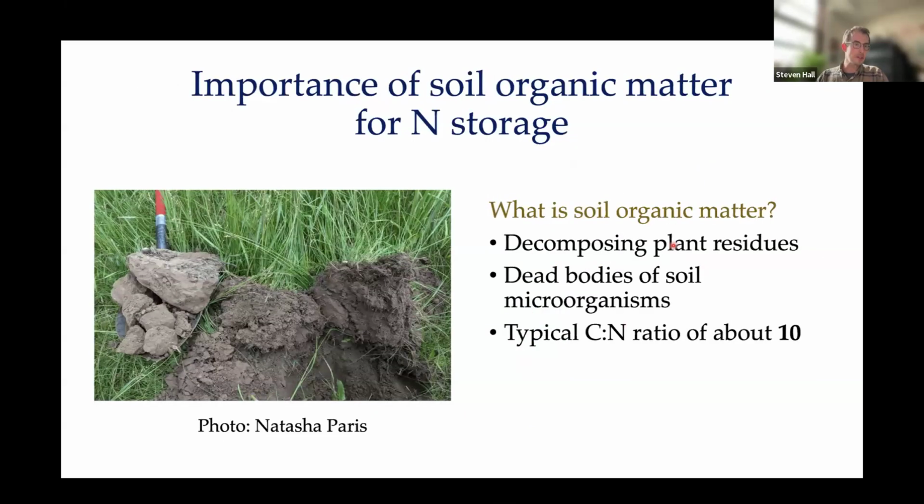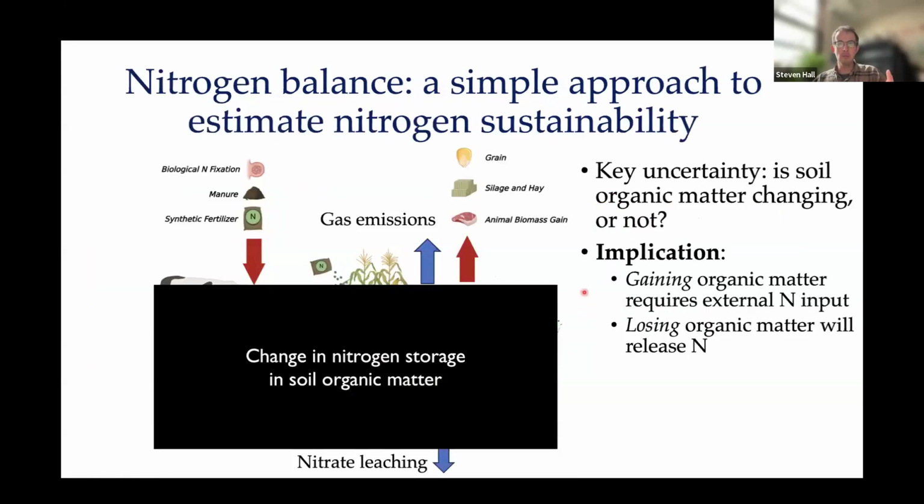So why is this, right? Just to reiterate, the dominant form of nitrogen in our cropping systems is typically this organic nitrogen that's stored in soil organic matter. So what is this stuff? This is the products of decomposing plant residues, and even more important, this is really the dead bodies of the bacteria and the fungi that have actually decomposed those plants. So why does this matter? Well, those microbes tend to have a relatively low C to N ratio of about 10. And so this means that our organic matter is really chock full of nitrogen. So why does this matter, right?